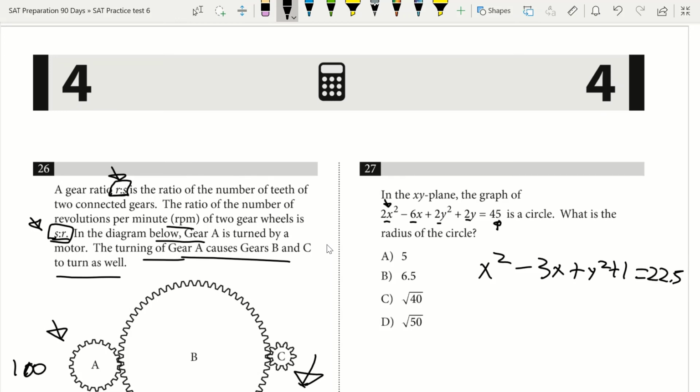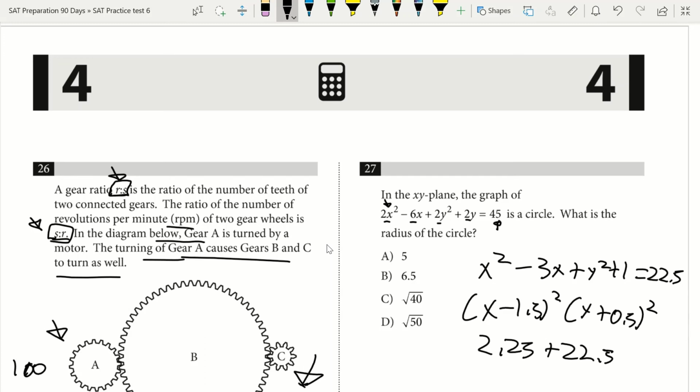Okay, in order to get minus 3x, I have to have x minus 1.5 squared. Minus 1.5 times minus 1.5 gives me positive 2.25, so I have to add that to my 22.5. Next thing that I see is I have y squared plus 1. To get to that plus 1, I'm going to have y plus 0.5 squared. 0.5 times 0.5 is going to be plus 0.25, because 0.5 squared is 0.25. I add that to that 22.5 and that 2.25. I see that's going to end up giving me 25, so my answer there, when I take the square root of r squared to give my radius, is going to be 5. So my answer there is going to be A.